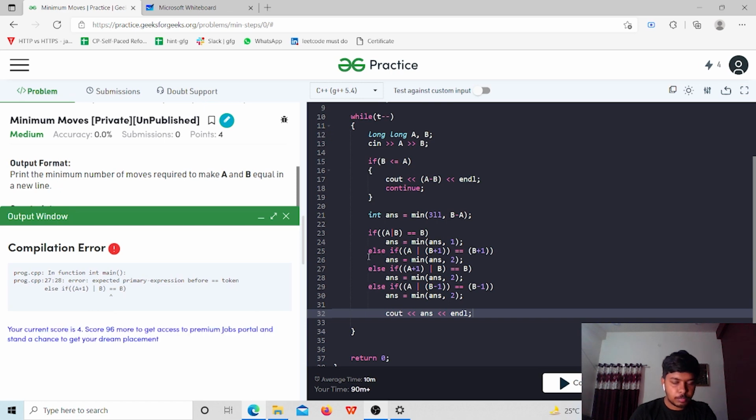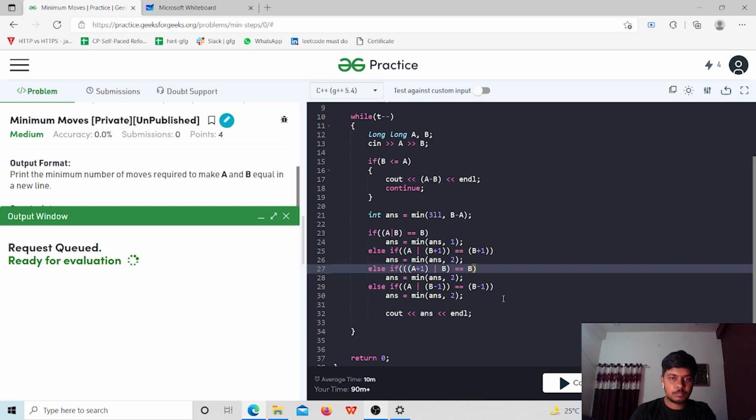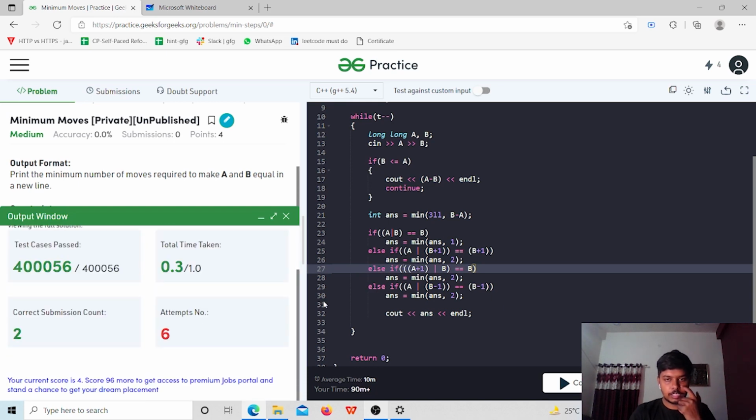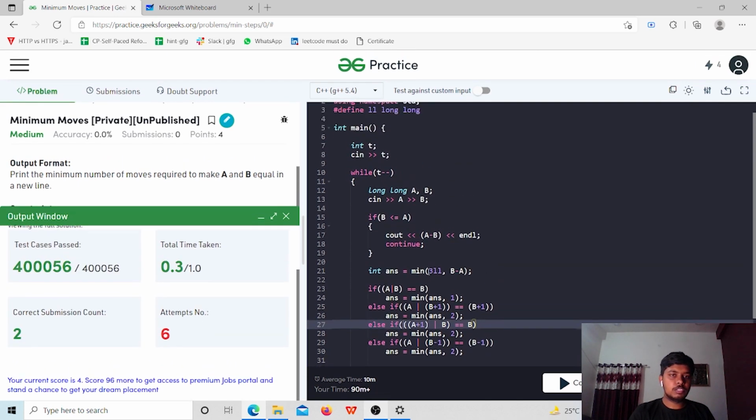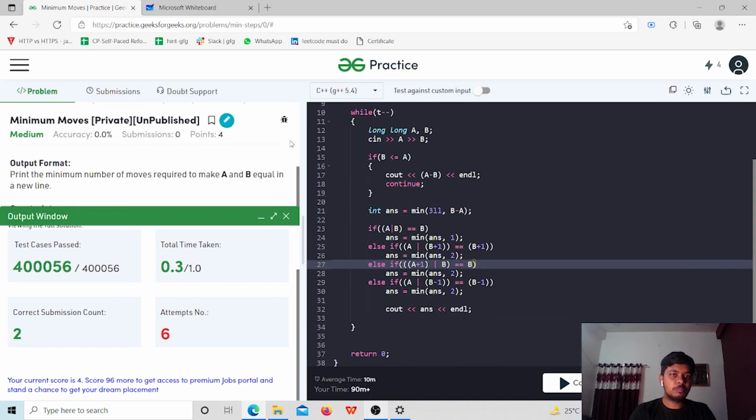Okay, there is a problem on 27th line. So here, we have to place one more bracket here. So yeah, it's working as you can see. So yeah, that was the solution. I hope you have understood that problem. Yeah, thank you.